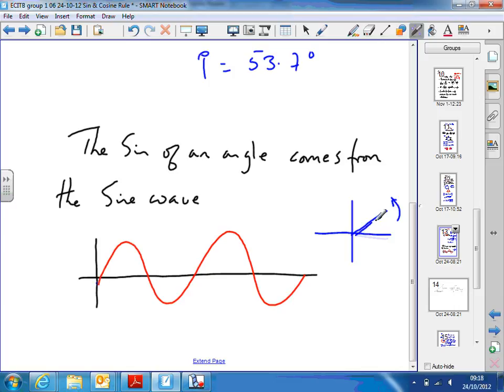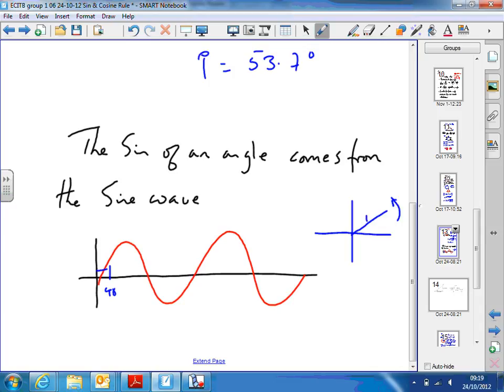As it rotates around and gets to say 40 degrees, this is telling me how far up the y-axis I've gone at 40 degrees. So if this was 40 degrees here, that would be how far up the y-axis I've gone. It's gone a bit out of sync, so it's not quite there. And so on, assuming that the length of this is 1.